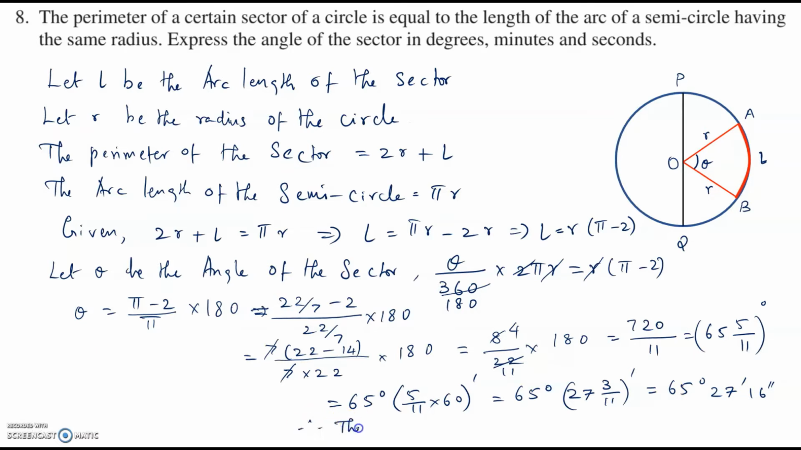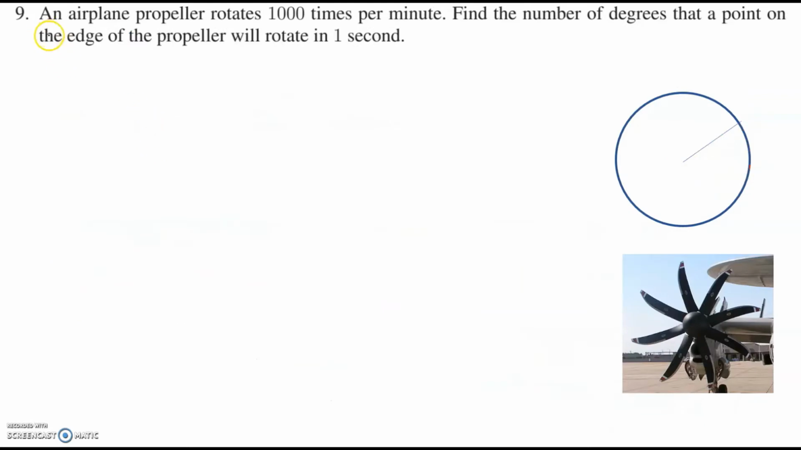Therefore, the angle of the sector is equal to 65 degrees, 27 minutes, 16 seconds. Question number 9. An airplane propeller rotates 1000 times per minute. Find the number of degrees that a point on the edge of the propeller will rotate in 1 second.